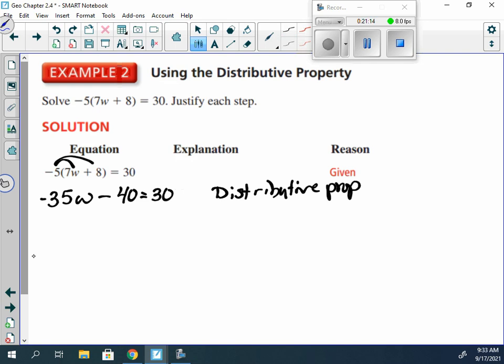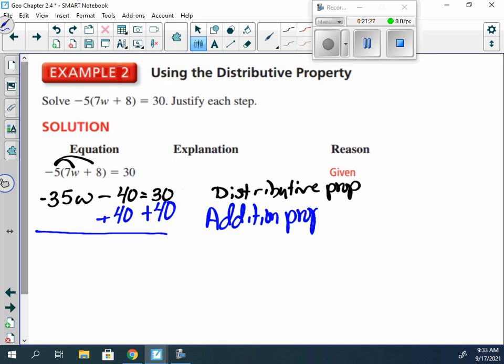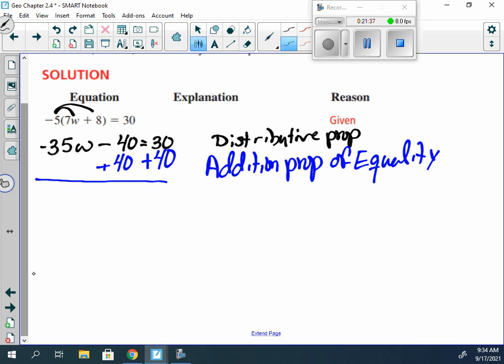Now what do we need to do next? Add 40, which would be our addition property of equality. That shows us negative 35w, because these will cancel, is equal to 70. What can we do next?